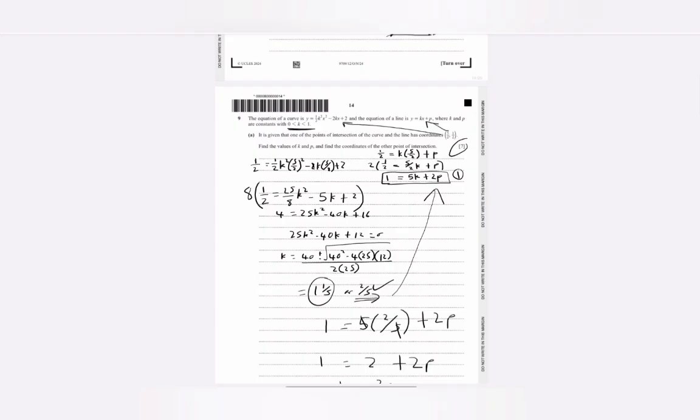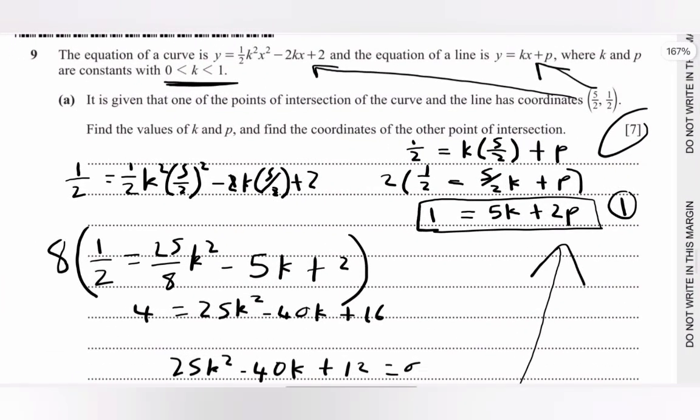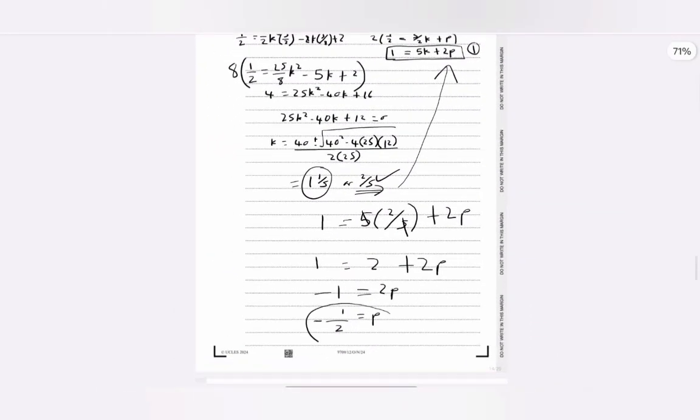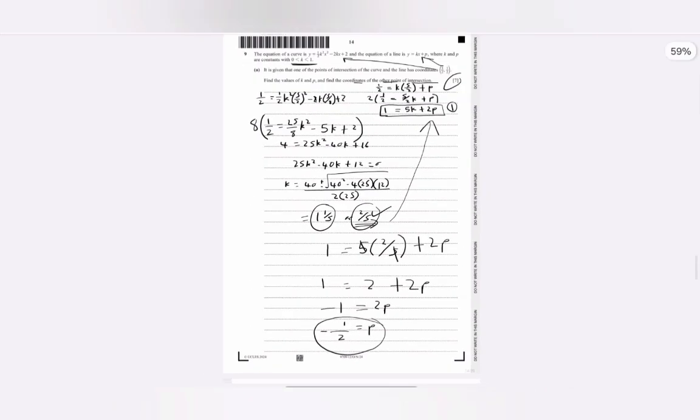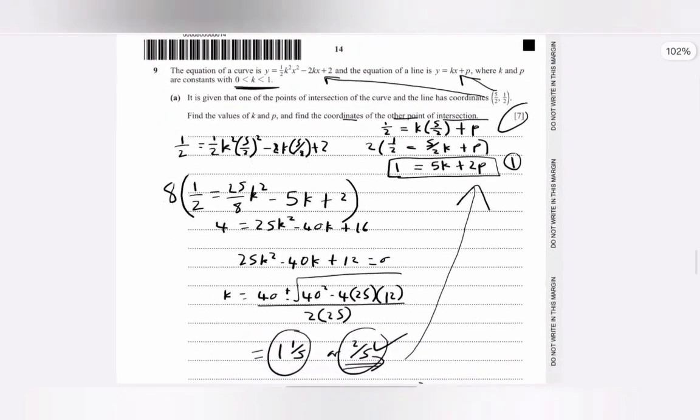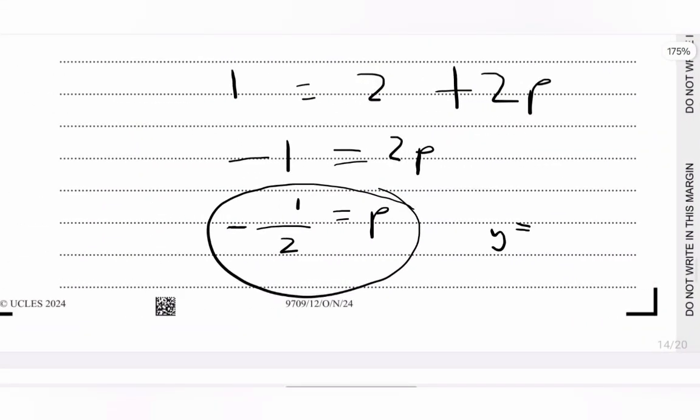and that should give us our 7 marks in full. But it says, and find the coordinates of the other point of intersection, and to get the coordinates of the other point of intersection, we're going to substitute these values that we got, the value of k and the value of p, into the original equations. The equation of the line y equals kx plus p, so it'll be y is equal to 2 over 5x minus a half.